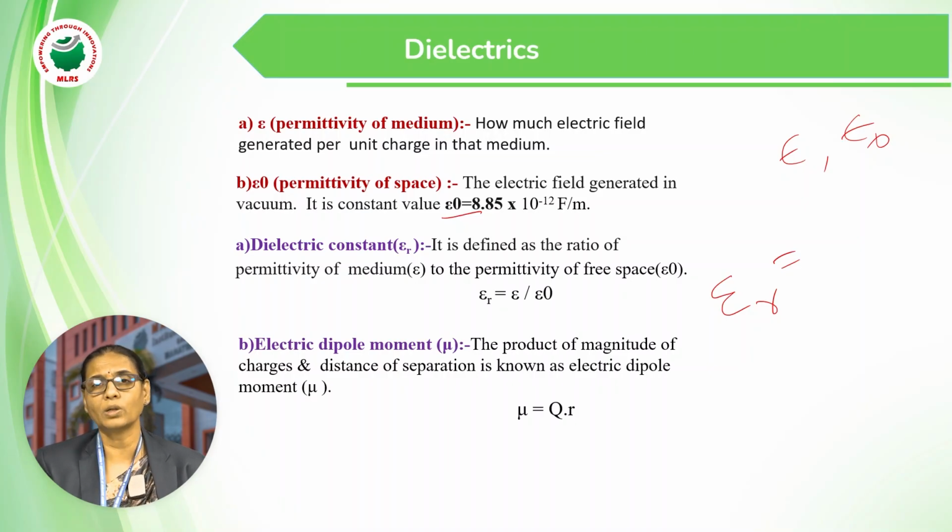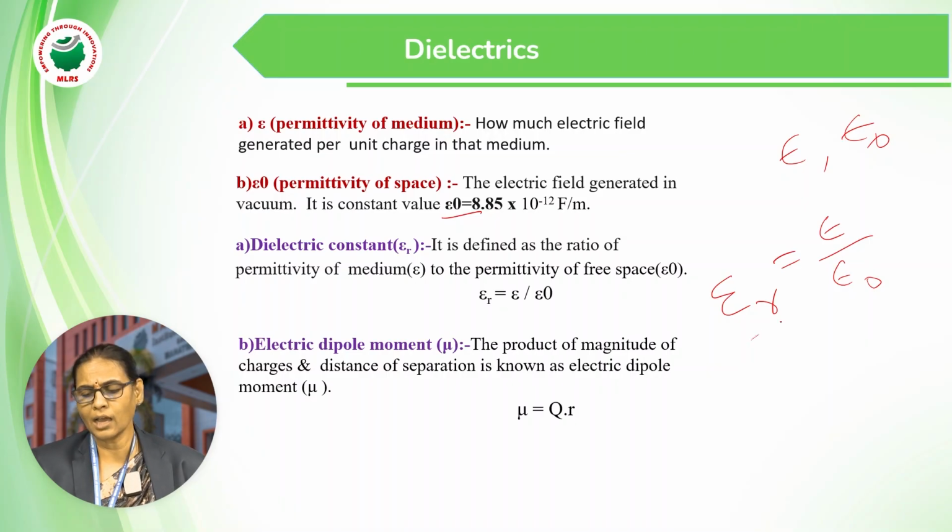Now, let us define what is meant by dielectric constant. Once a student is familiar with epsilon and epsilon naught, now he is ready to define what is meant by dielectric constant, which we are representing by the letter epsilon r. It is defined as the ratio of permittivity of the medium to that of permittivity of free space. That is, epsilon r is equal to epsilon by epsilon naught. So, epsilon r, which is called a dielectric constant, is defined as a ratio of permittivity of the medium to permittivity of free space.